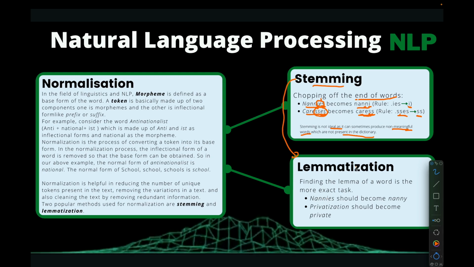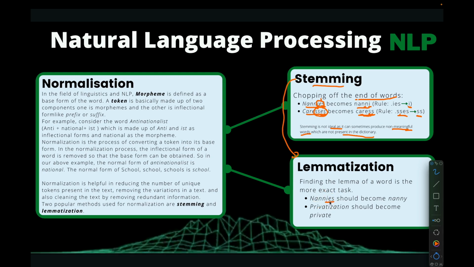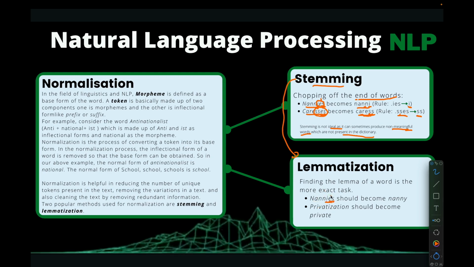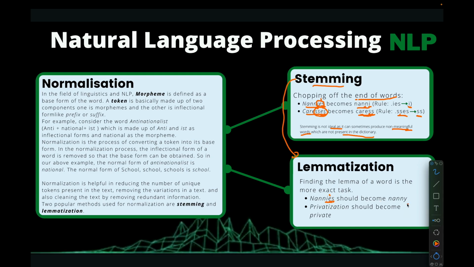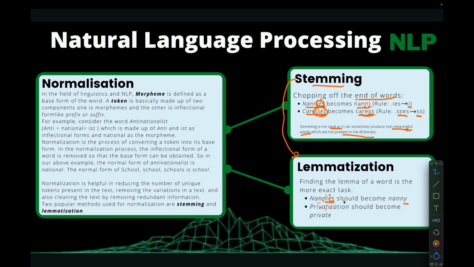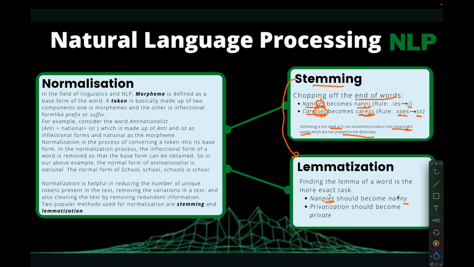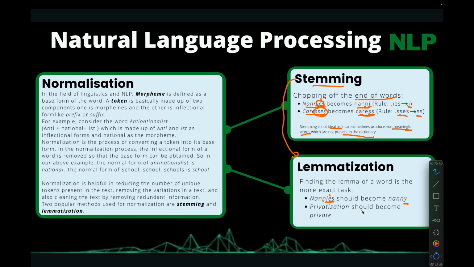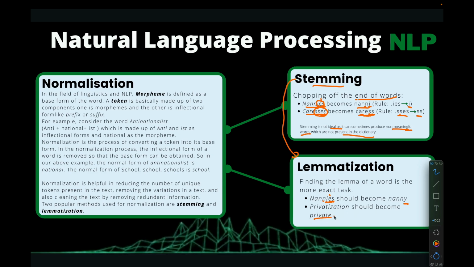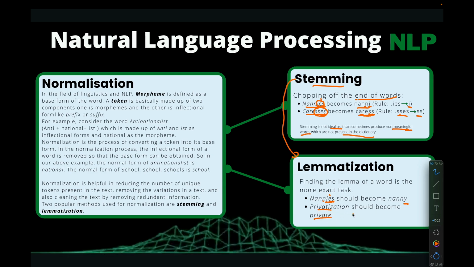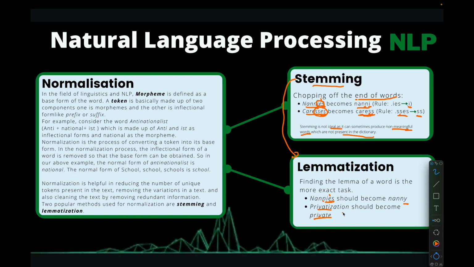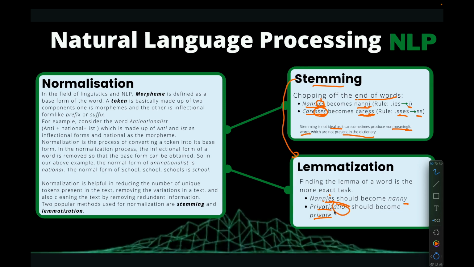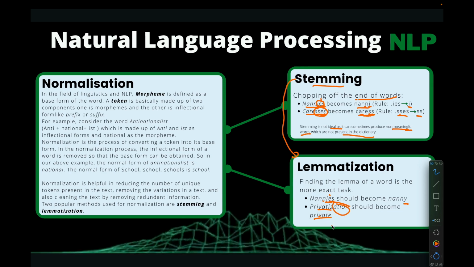So in lemmatization, instead of getting rid of the IES and just converting everything to I, we now change the IES to Y, which is better because nannies is just a plural form of nanny. And privatization is coming from private, so privatization will be normalized to private. But if it is stemming, it would have cut everything here to say priorities, something like that, which is not ideal.